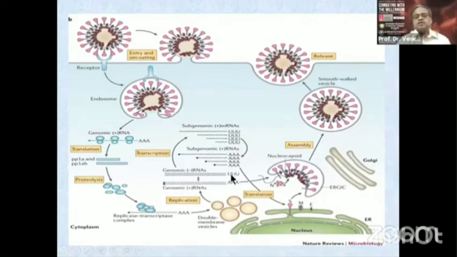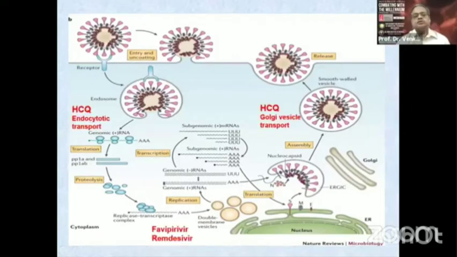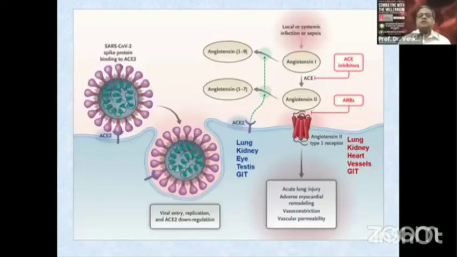But because it has such a complex pathway, it provides a number of sites for drugs to act. So the endocytotic transport as well as the Golgi vesicle transport can be affected by hydroxychloroquine, whereas the replicase which forms the virus is affected by the favipiravir and remdesivir. So these antiviral drugs have their effect by affecting the life cycle of this organism.